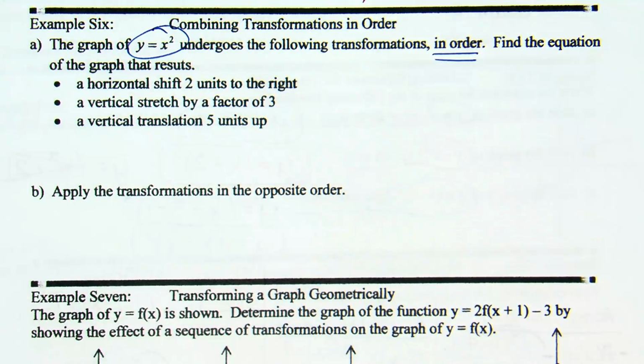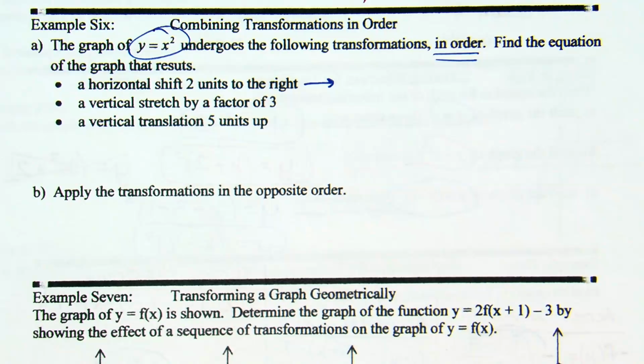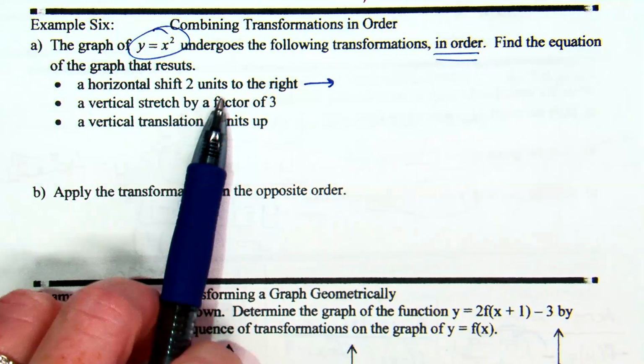My recommendation is I'm going to go step by step with you. Some of you may be able to just see it and write it all out at the end. That's fine. I'm going step by step. So, y equals x squared. What does that become if I adjust it to have a horizontal shift 2 units to the right?